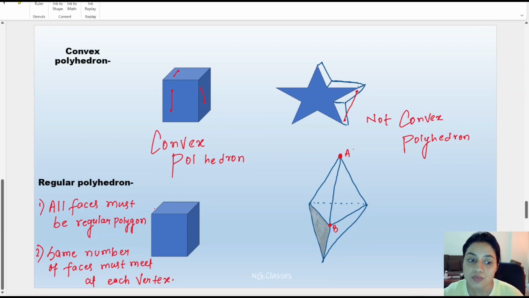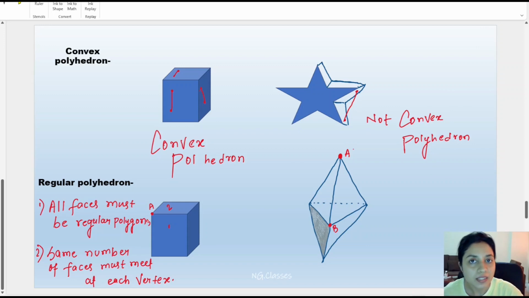Let's check the next one, which says the same number of faces must meet at each vertex. Let's take one of the vertices, A. Let's see how many faces are meeting with each other to make this vertex A. Here we can see one of the faces. On the top we can see another face, and on the left-hand side one more face is there. So a total of 3 faces are meeting with each other to make the vertex A.